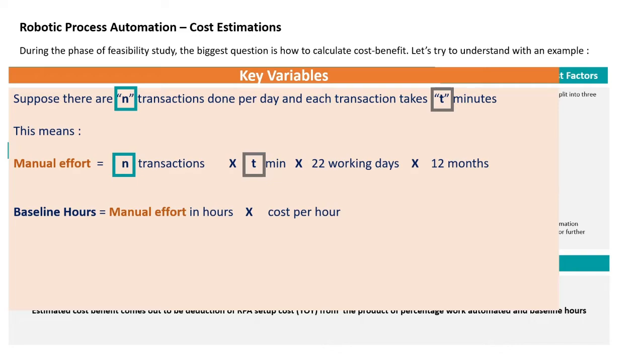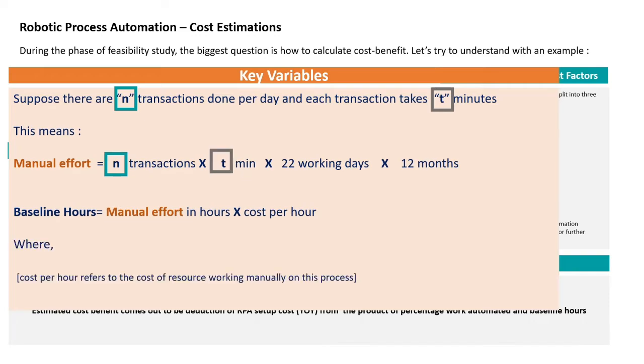Now, there is another term, the baseline hours, which are the standard hours according to which any other estimation is done. So, how can we calculate the baseline hours? By multiplying this manual effort in hours with the cost per hour. Now, the question is, what is cost per hour? Here, the cost per hour refers to the cost of the resource working manually on this process. So, this is how we have calculated two important variables in the process of cost estimation: first, the manual effort in years, and the baseline hours.